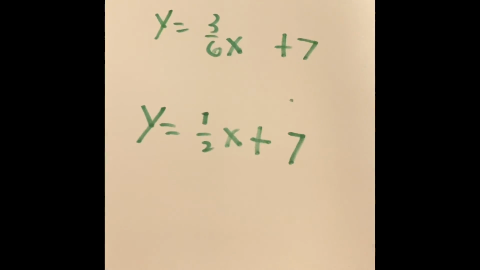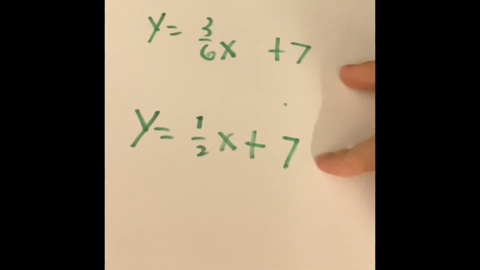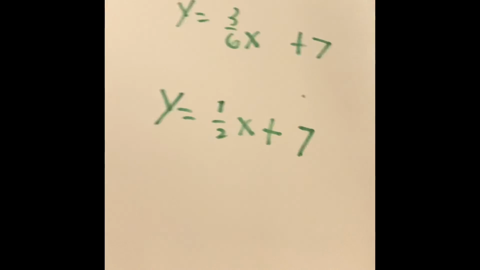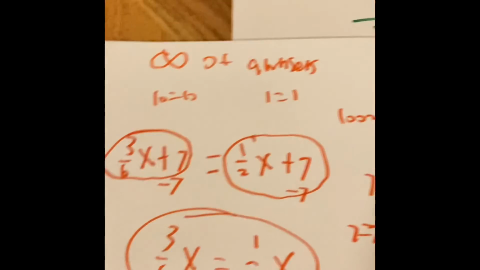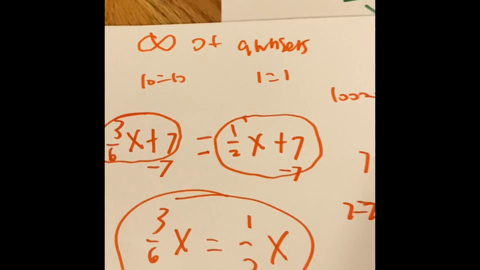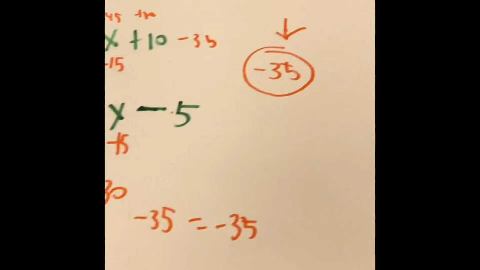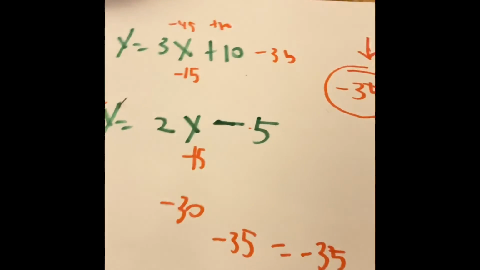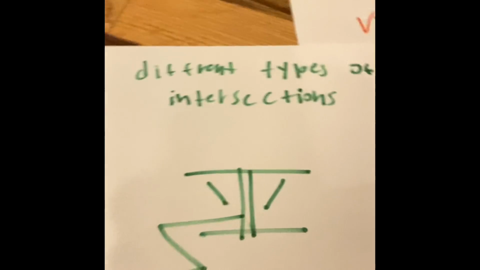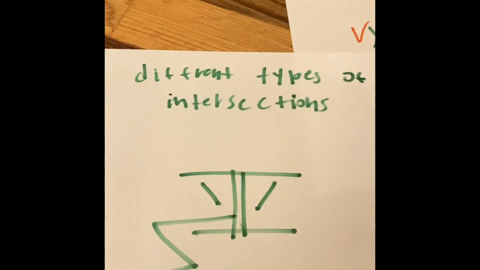Basically, these two are exactly the same. This is called an infinite number of solutions. So no solution, infinite solutions, and normal answers are all the different types of intersections that you can have with two lines.